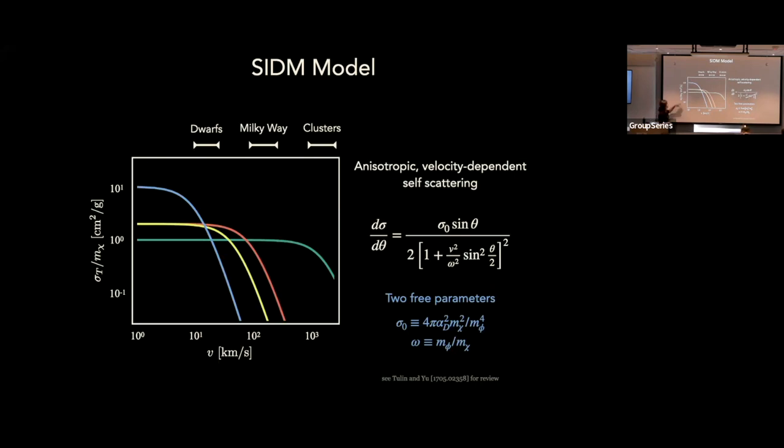So for example, here I'm plotting cross-section as a function of velocity, and just highlighting where different size systems fall. So dwarfs are here, Milky Way velocities here, clusters are up here. If my dark matter model has a scattering cross-section that looks like this green curve, then that's telling me that I expect to see self-interactions in dwarf galaxies, in Milky Way systems, and also in clusters.